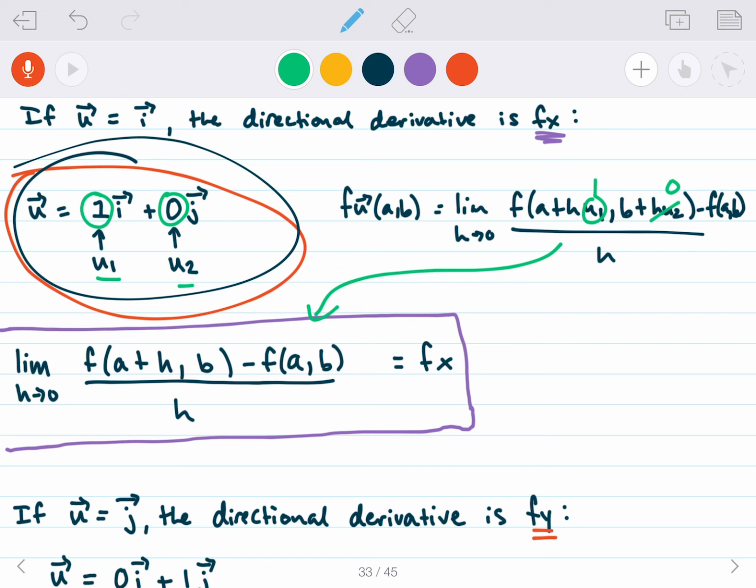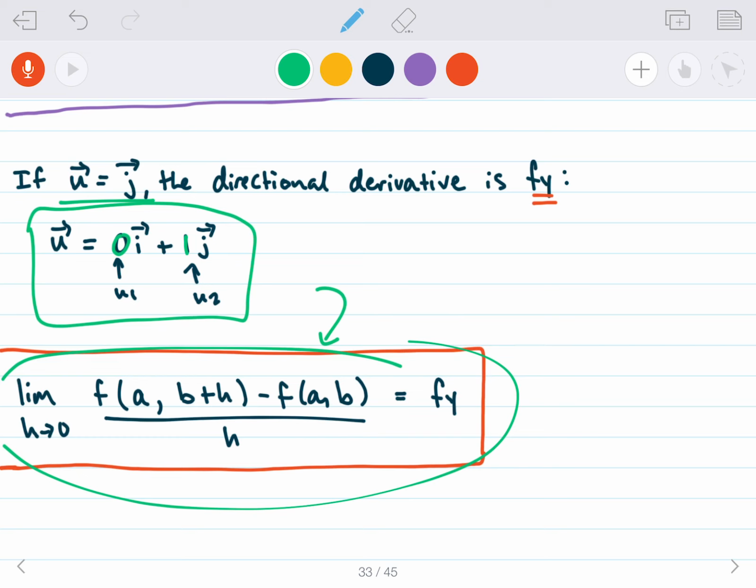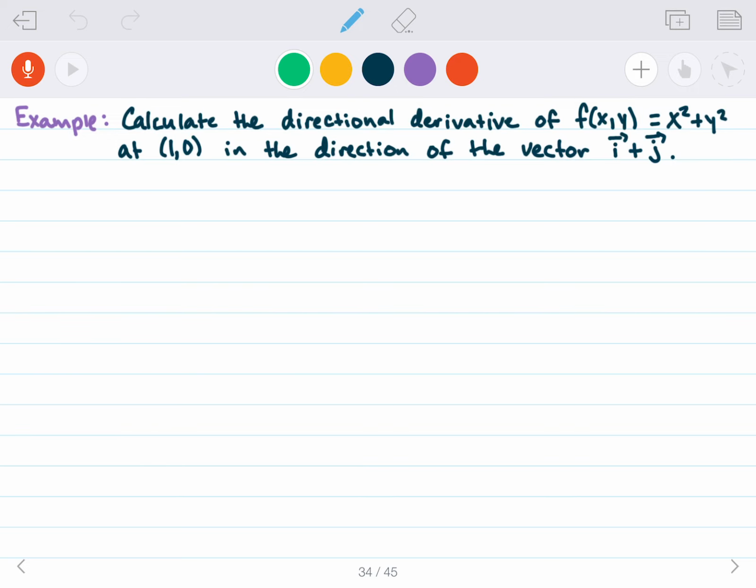In a similar way, we can do the same exact thing for j, right? j is the unit vector in the direction of the y-axis. And so in this case, our unit vector would have 0 as the x component and 1 as the y component. Plugging in u1, u2 into our directional derivative definition, we get exactly the same definition that we used last time for the partial derivative with respect to y. Pretty cool. Okay, so let's do some computations.